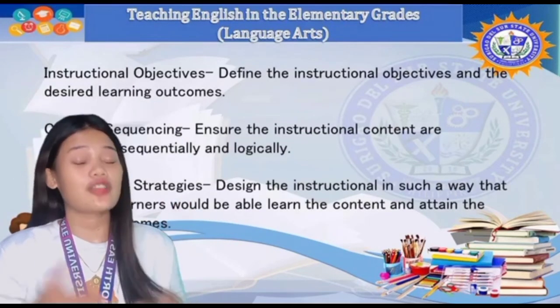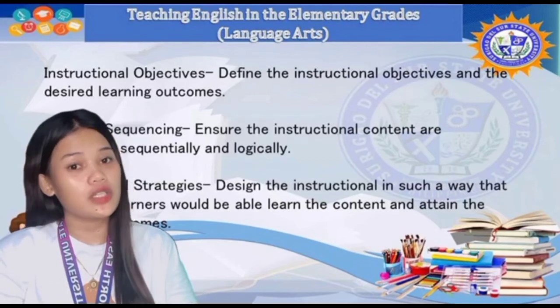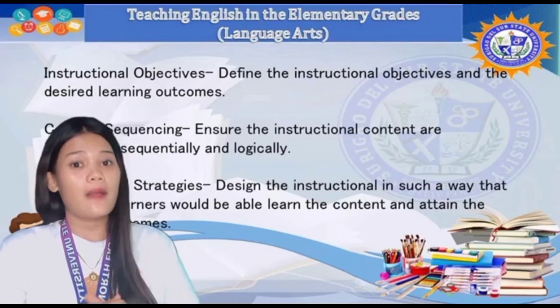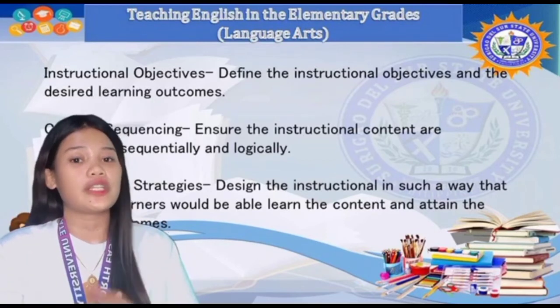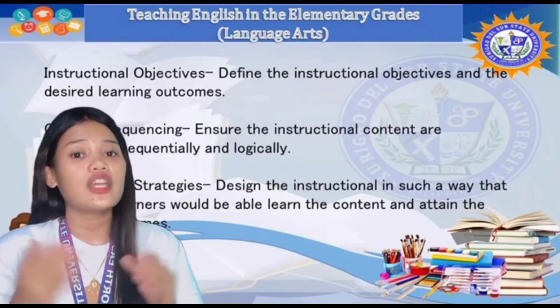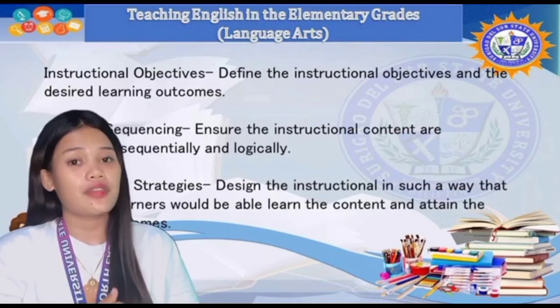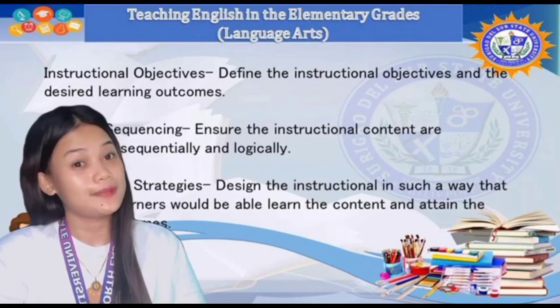Number 4, instructional objectives. So it defines the instructional objectives and the desired learning outcomes. So the fourth phase, content and task analysis, focuses on the whole learner and determines how they will understand new materials. And also Bloom's taxonomy helps determine how a learner processes new information.